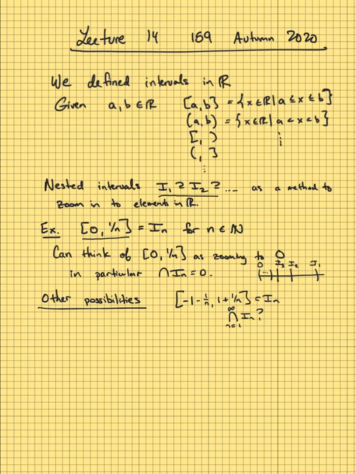You can do this with open intervals. But let me just note that sometimes when you do this for open intervals, you don't get anything in the limit. When you do this for open intervals, the intersection is empty. So for example, you could look at just the open interval from 0 to 1 over n.